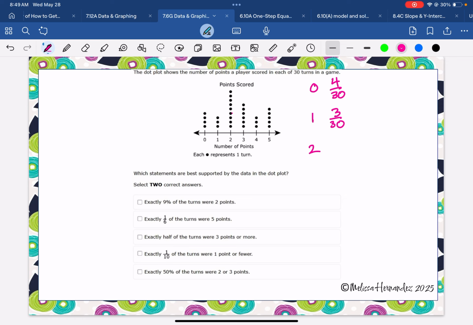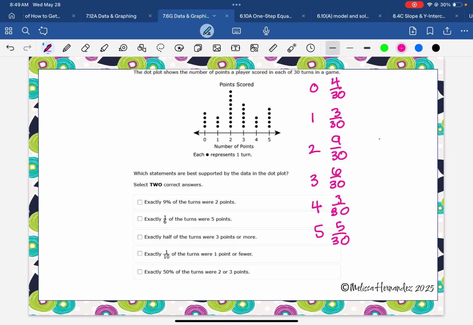1, 2, 3, 4, 5, 6. Okay, so there's 9 out of 30 for 2 points. Now the fraction for 3 would be 6 over 30. And then 4 points is 3 over 30. And then I ended up with 5, and that gives me 5 over 30. All right, so it says exactly 9% were 2 points. Okay, well, it's 9 out of 30, so I can definitely see how somebody would get this wrong.